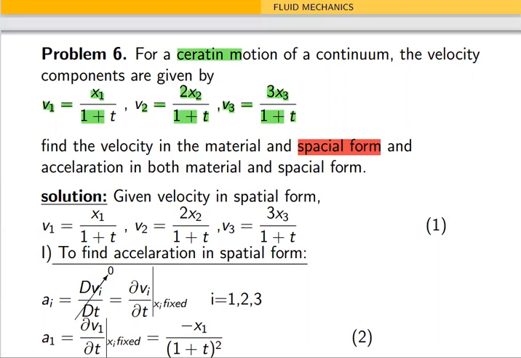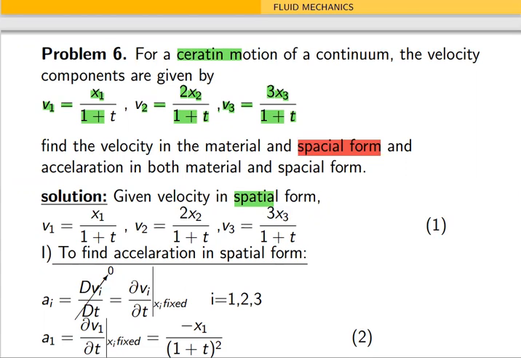And they have given this already in the spatial form, so that is not there in the question. The question is only to find the velocity in the material form, and to find the acceleration in both material and spatial form. Let us write down what is given. Given velocity in the spatial form: V1 is x1 by 1 plus t, V2 is 2x2 by 1 plus t, V3 is 3x3 by 1 plus t.